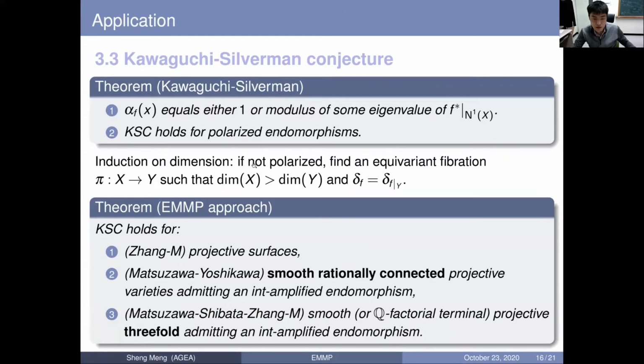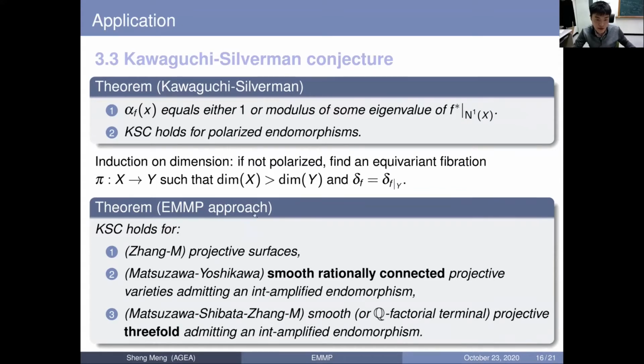If the endomorphism is not polarized, the key is to find an equivariant fibration such that the dimension decreases and the dynamical degree is preserved. If so, the Kawaguchi-Silverman conjecture for f, we can reduce it to the Kawaguchi-Silverman conjecture for f restricted to the fibre. So now you see that by this induction, this arithmetic problem is turned into a purely geometric problem, a dynamical geometric problem.